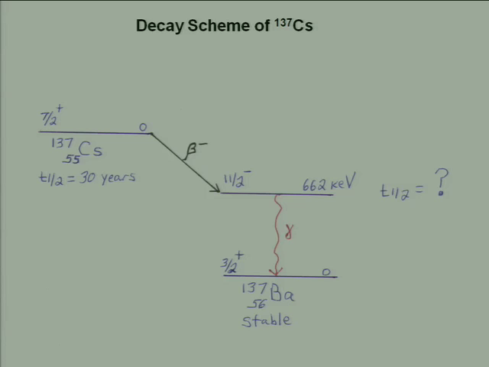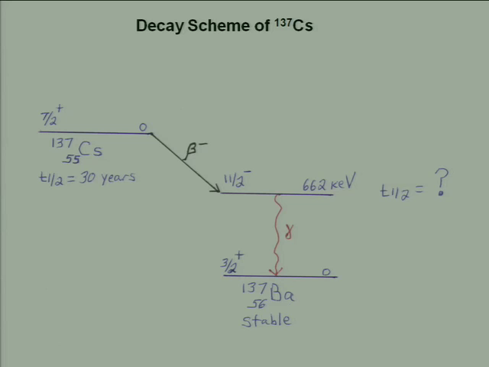It turns out that these nuclei all have spins and parities that we talked about. The cesium-137 has a spin of 7/2 in units of h-bar and positive parity. The ground state of barium-137 has a spin of 3/2 h-bar and positive parity. And because of this relatively large spin difference and parity being the same, that decay doesn't happen very frequently.